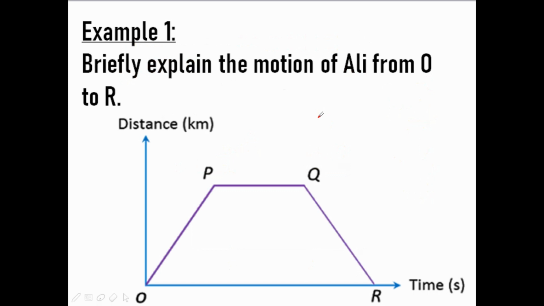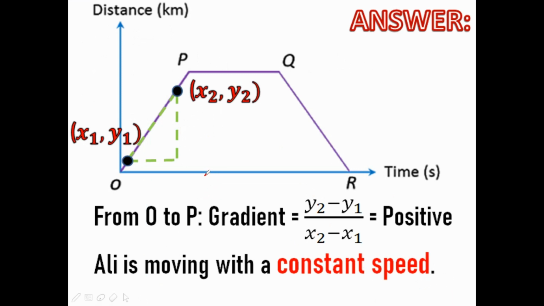Example 1. Briefly explain the motion of Ali from O to R. So we break it into 3 parts. First part is from O to P, second from P to Q, third from Q to R. So this is a distance over time graph. The unit for distance for this graph is kilometer. The unit of time is second. Okay, so first we look at OP.